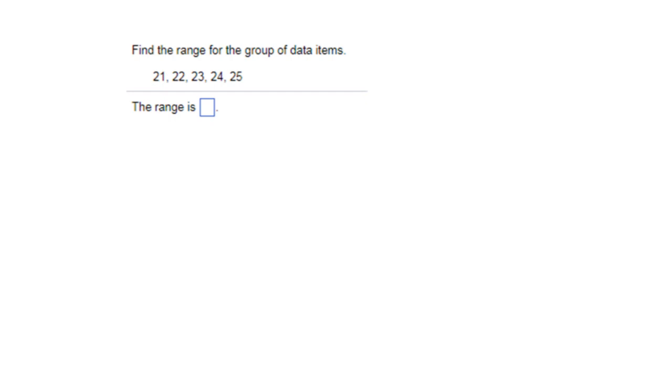For this problem, we are asked to find the range for the group of data items. Once again, the range is the highest value minus the lowest value. So let's say range is equal to our highest value, 25, minus the smallest or lowest value, which is 21. So our range is going to be 4.